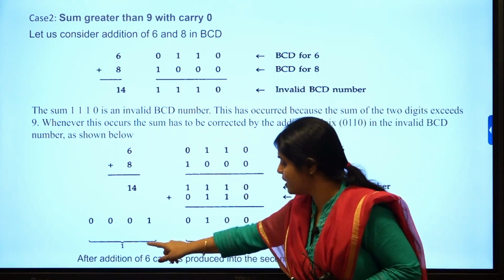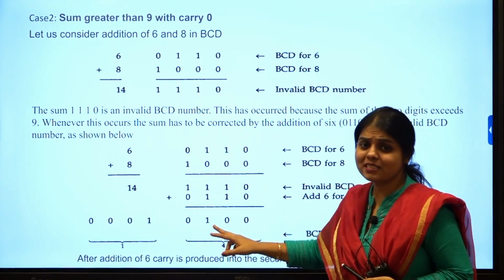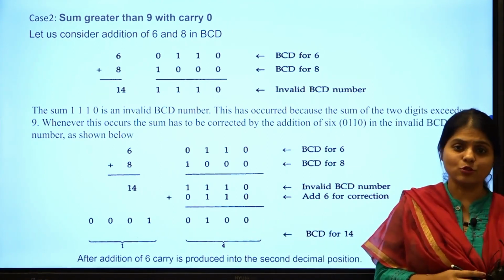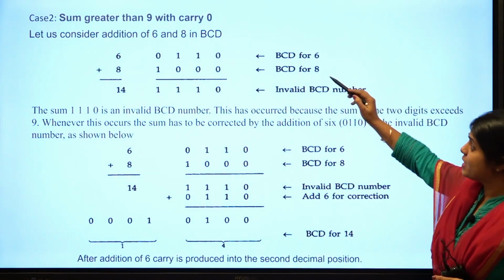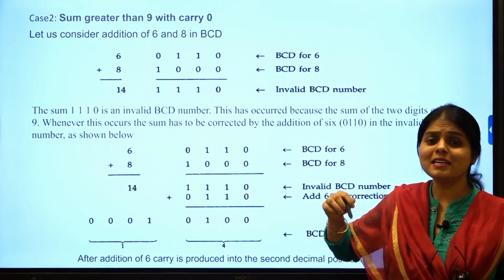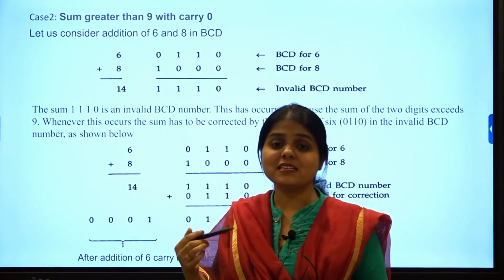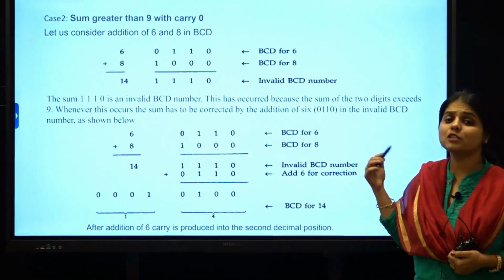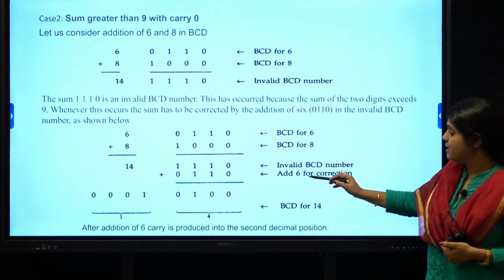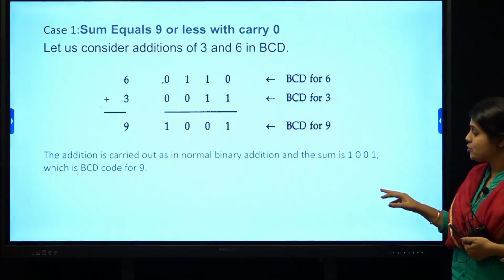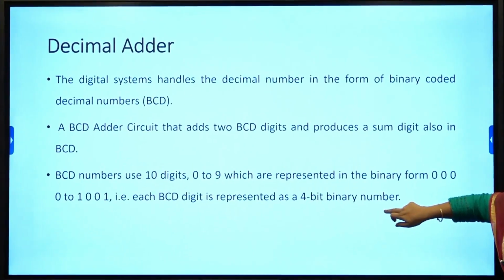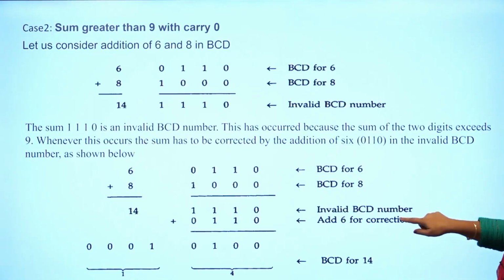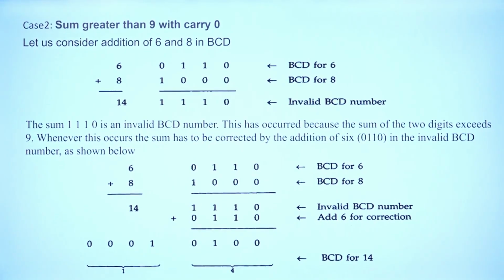So my answer here is 1, 4, which are represented as 1 as 0, 0, 0, 1 and 4 as 0, 1, 0, 0. So what is it that I am doing? When I add two numbers where the resultant is greater than 9, which is not a BCD number, the exceeding numbers are 6 more than that. Hence, we add 6 for correction. Okay, so this is what we do when the sum is greater than 9 with carry 0.